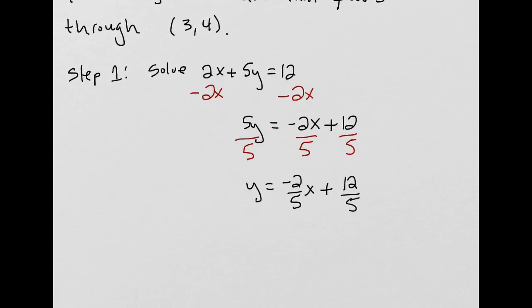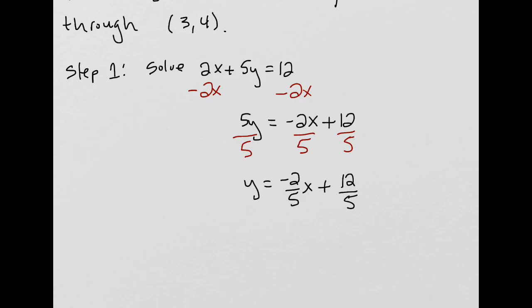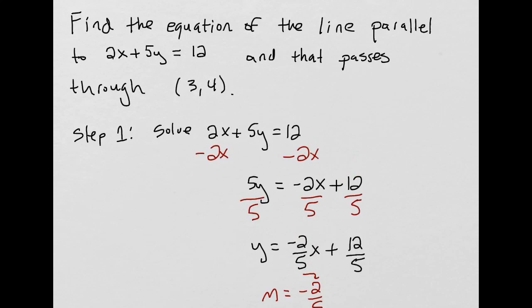The reason why I wanted to do this was I wanted to find the slope of this original equation that they gave us. The reason why I wanted to know the slope is because I know that if I have two parallel lines, their slopes have to be exactly the same. So the slope of this line is just the number that's being multiplied by x. I've been pointing to it, so it's just that negative 2/5 number. That's my slope. And so I know the slope of the line that I'm trying to write the equation for is also going to be negative 2/5.